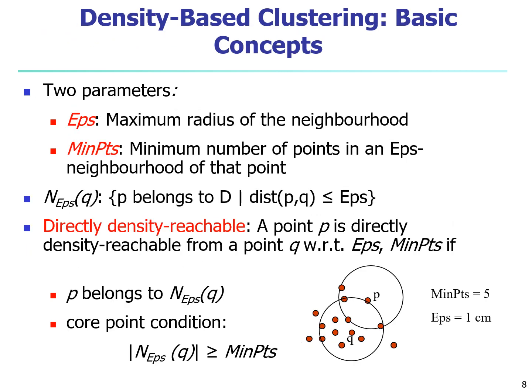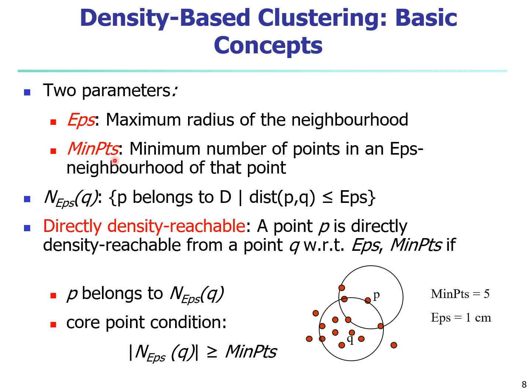So what is the basic concept of density-based clustering? There are two main parameters that we need to set up for the algorithm to work. We have epsilon and we have the minimum points. The epsilon is the maximum radius of the neighborhood. So if we define a neighborhood using a circle, the epsilon is the radius of this circle.